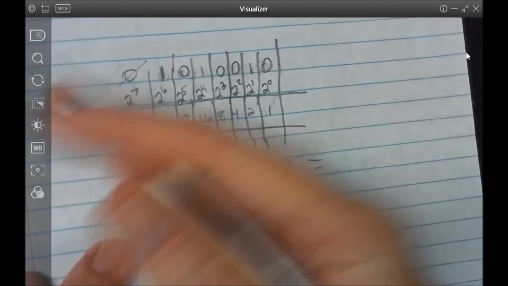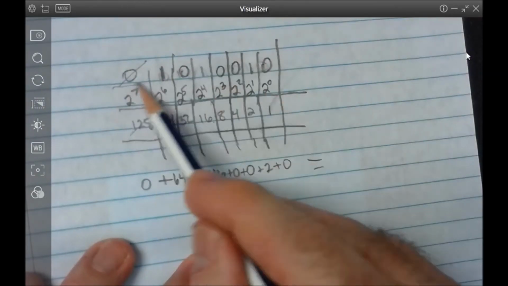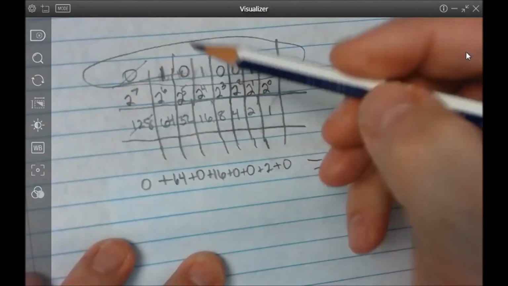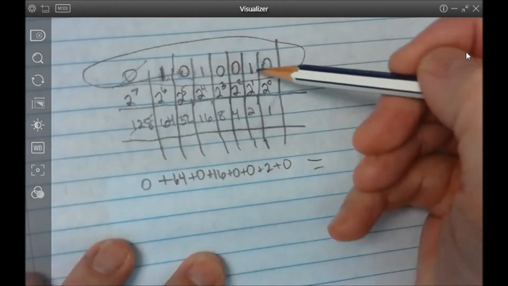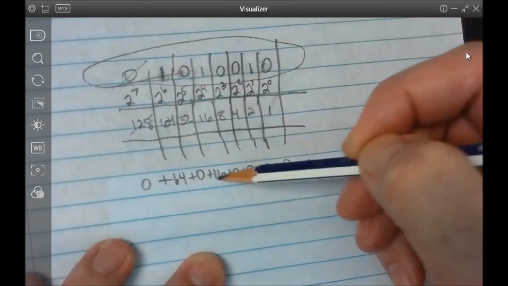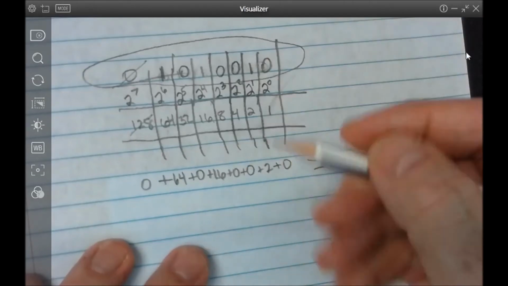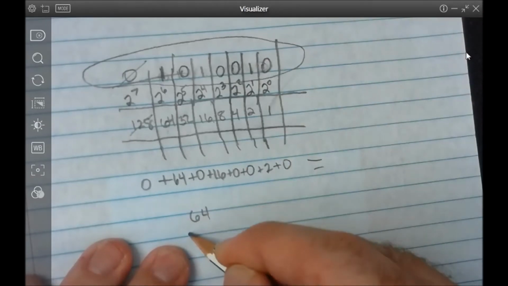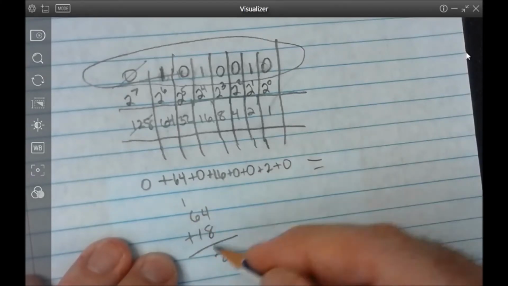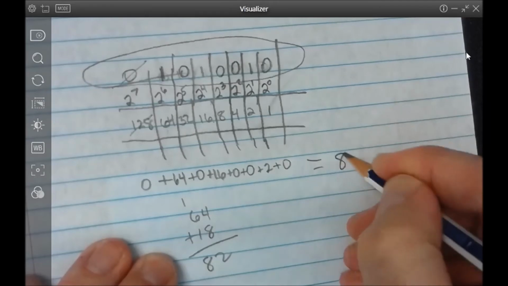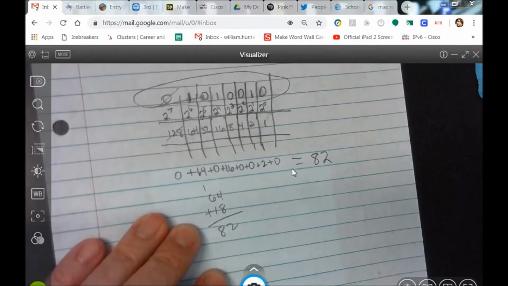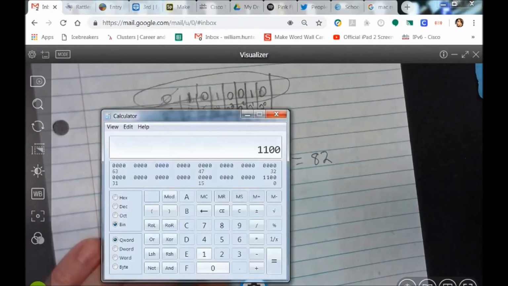If we want to see what the decimal value of this particular number is, all we have to do is add these up. All I did was take the on positions, and those values get added together. So 64, 16, and 2 get added together. If I add 64 and 18, that's 2, carry the 1, it's going to be an 82.